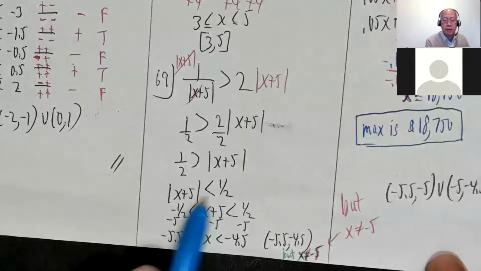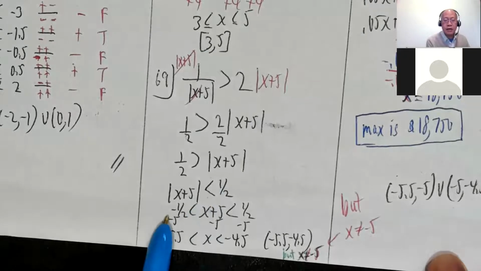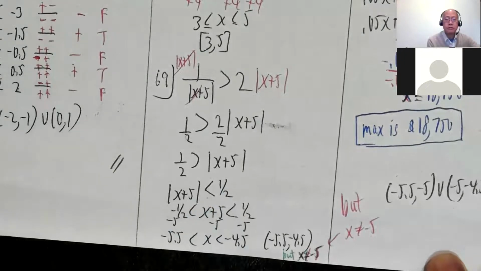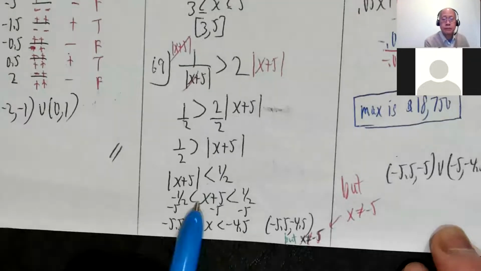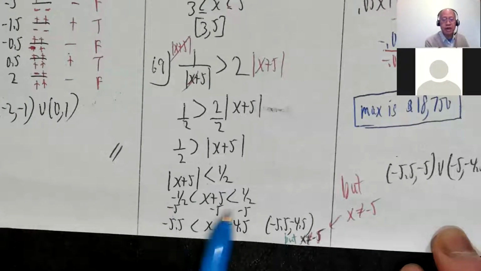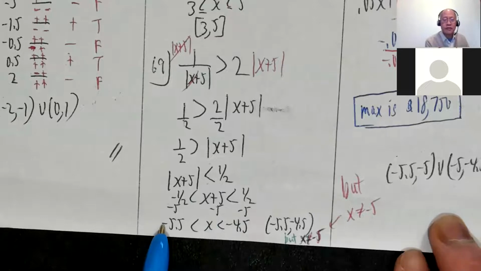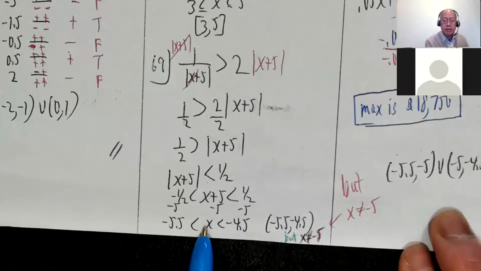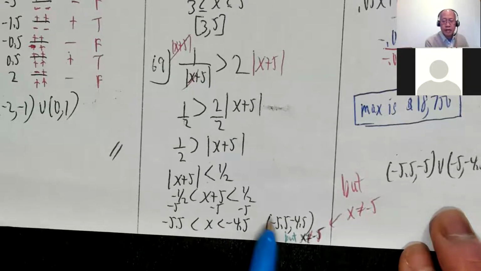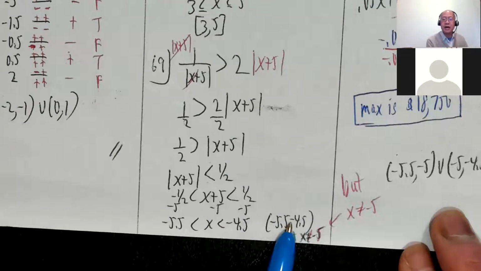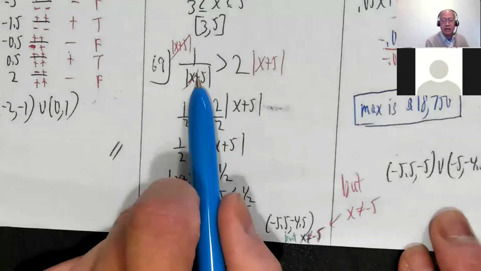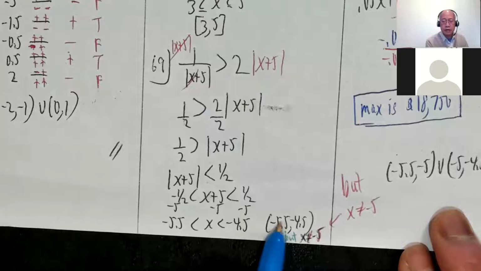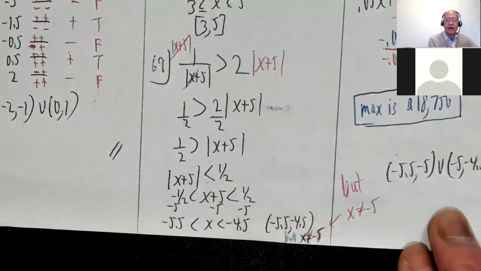So you put x plus 5 in the middle, negative 1/2 there, positive 1/2 there. Now I subtract 5, minus 5, minus 5, minus 5. This is negative 5.5, this is negative 4.5, and x in the middle. So ordinarily, I would stop and say negative 5.5 less than x less than negative 4.5, which would be negative 5.5 to negative 4.5, but x cannot be negative 5. And negative 5 is in the middle right there. So I actually have to throw out the negative 5.